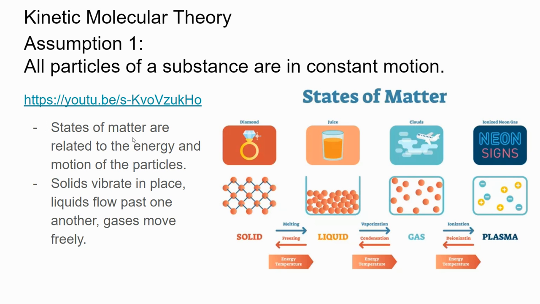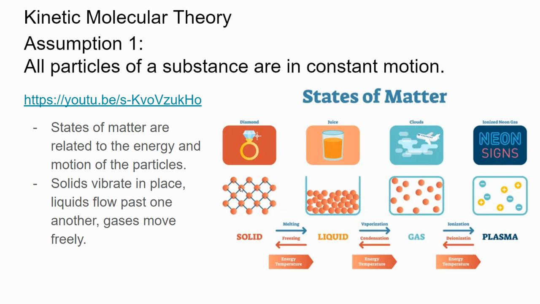So the states of matter: the particles in a substance are always in constant motion. Particles in a solid vibrate back and forth, so it may seem like they're not moving at all, but they actually are vibrating, rotating and turning. In a liquid, they're flowing past one another. Their intermolecular forces are temporarily broken. In a solid, the intermolecular forces are maintained. They're not broken. In a liquid, they're temporarily broken and then remade as the liquid flows past one another.